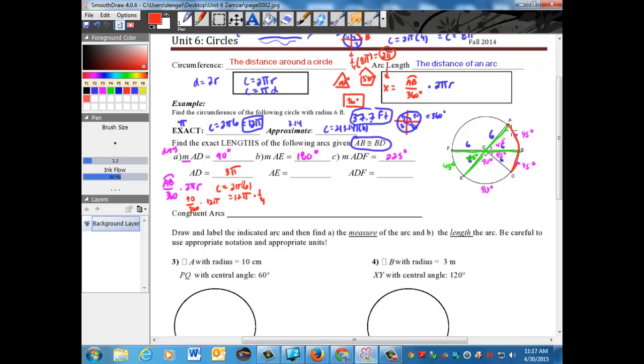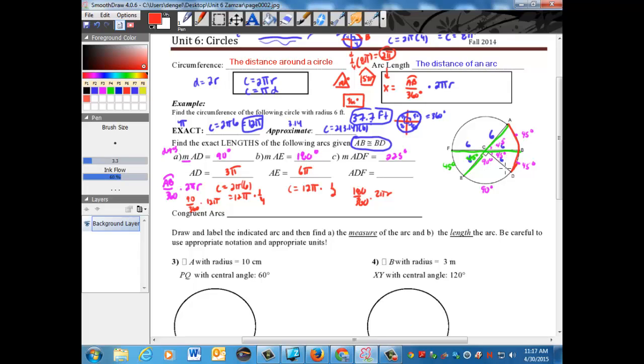All right, next we have AE. AE is a semicircle, which is half of a circle. So again, we have a 12 pi circumference, and AE is going to cover half, so we take half, and that gives me 6 pi. Again, we could have easily plugged in 180 over 360 times 2 pi r, and that would give us 6 pi.